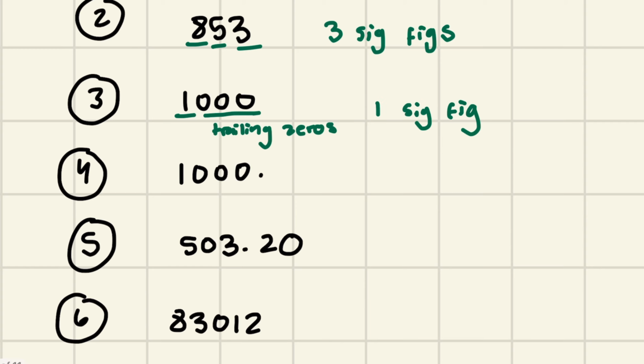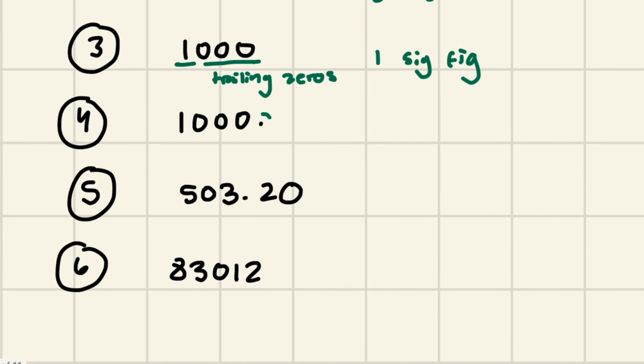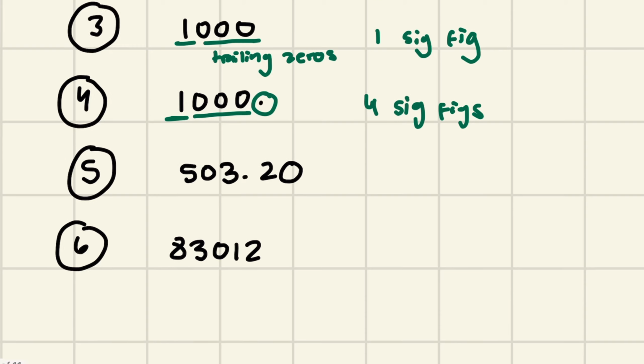Okay, next one. Same number, 1,000, but with a decimal point, which allows us to actually count the zeros. Again, this is a non-zero digit, and we have 3 trailing zeros. However, because that decimal point is present, we have to count them, which means now we actually have 4 sig figs. And this is a great comparison to show just how much of a difference a decimal point can make. We went from having 1 sig fig to 4 after counting those trailing zeros because of our decimal point.